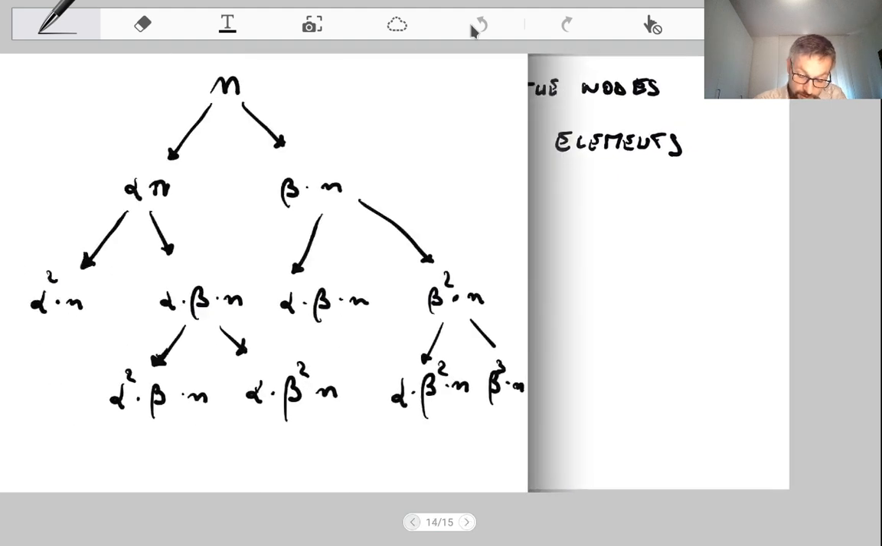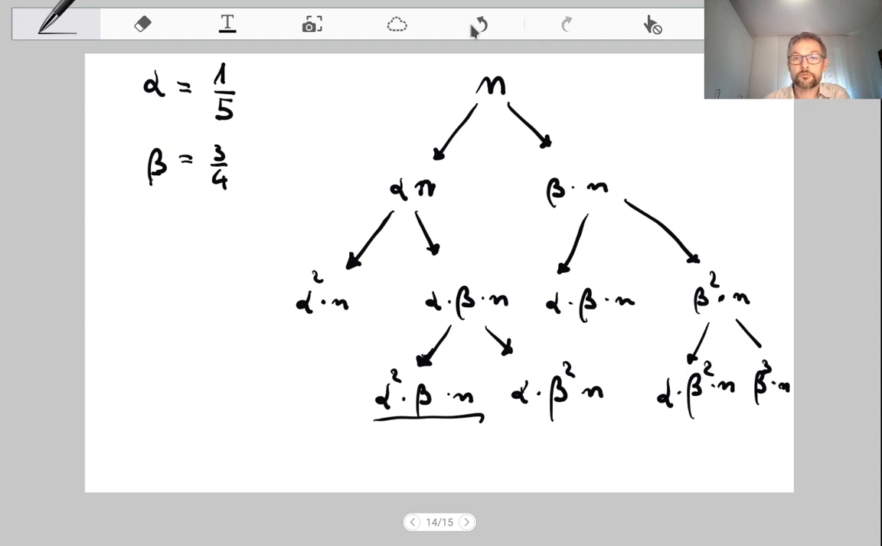Now let's have a look at this element. Why does this element have this configuration? Why is the number of elements in this recursive call alpha square multiplied by beta? Well, the motivation is that, moving from the root up to this node, I selected twice the left branch and once the right branch. Left branch, right branch, left branch, and that's why I end up here. What about this node? Well, this node I selected once the left branch and twice the right branch. Left, right, and right.